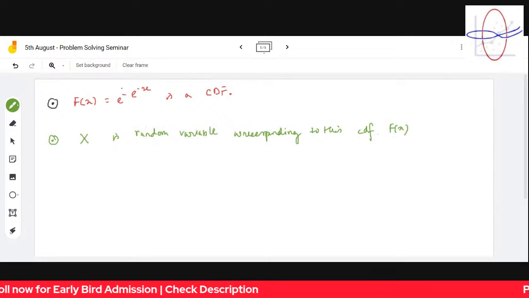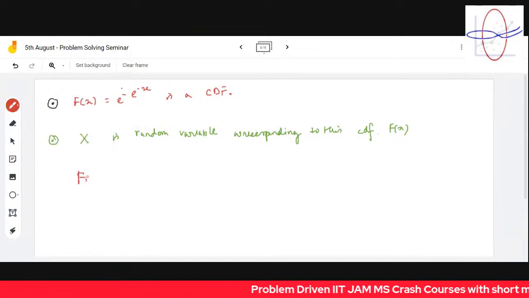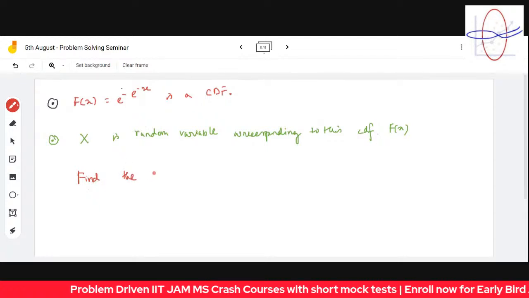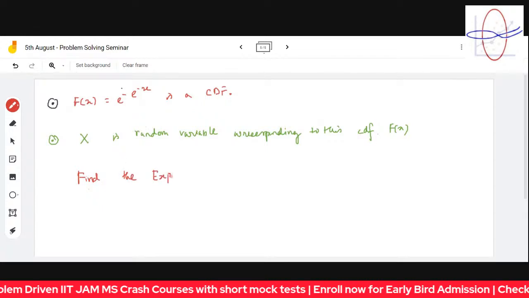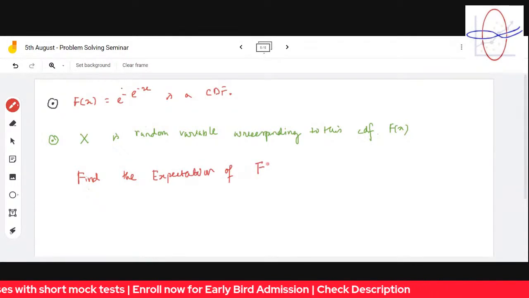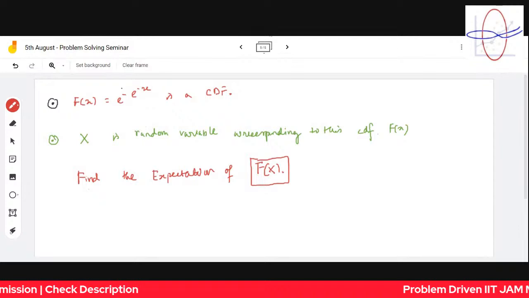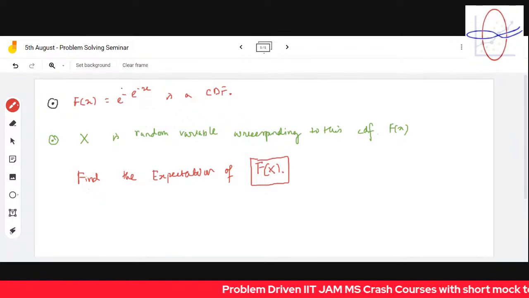Okay. If x is a random variable corresponding to this CDF, you have to find the expectation of f of x. F is a CDF. For this, there are two aspects of it. So we'll learn today some ideas to tackle this.